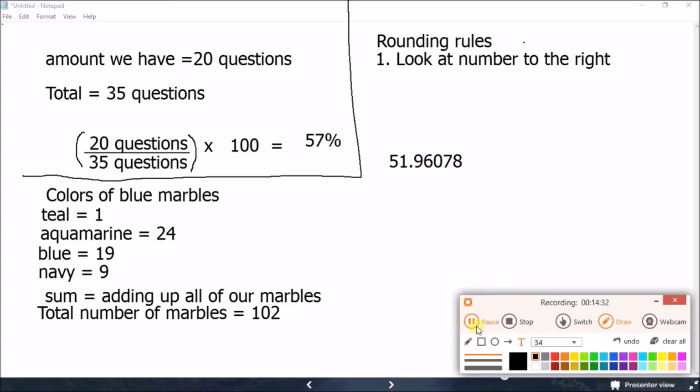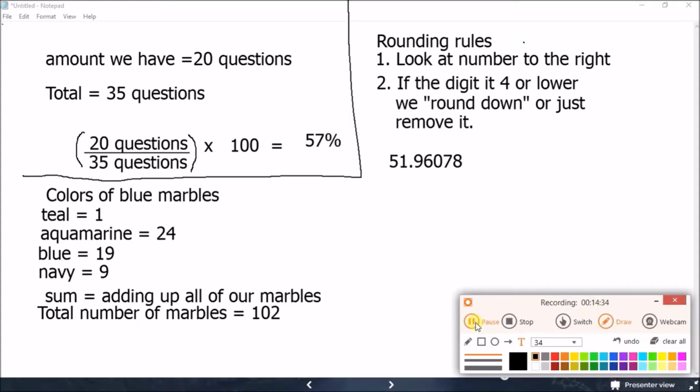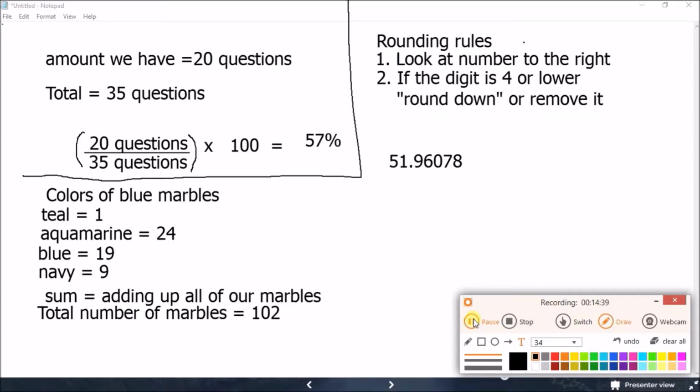The second rule is if the digit is 4 or lower, we're going to round down, or basically just remove it. So if this tenths digit was the number 43210, we would just remove these decimals completely, as if they didn't exist and they didn't count and they didn't matter. And so our answer would just be 51.